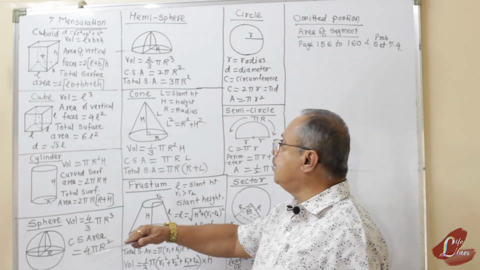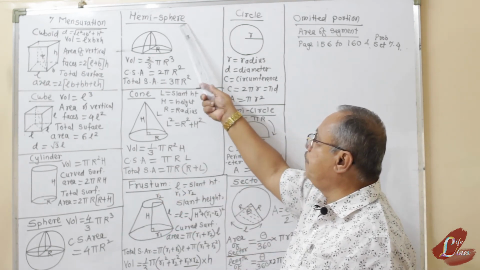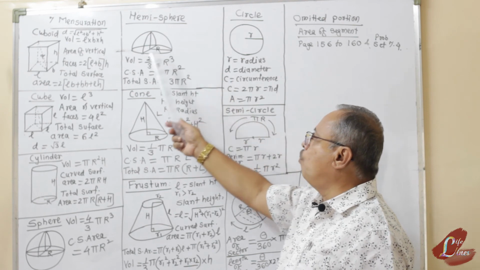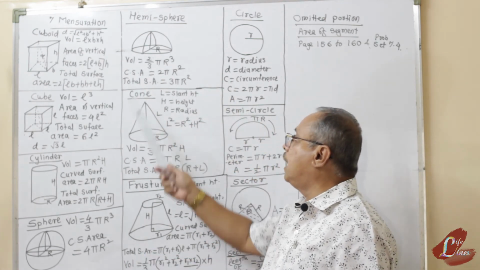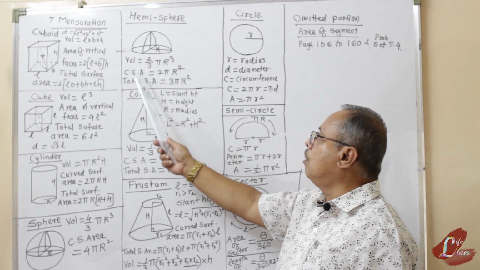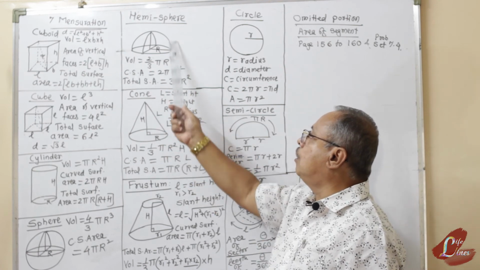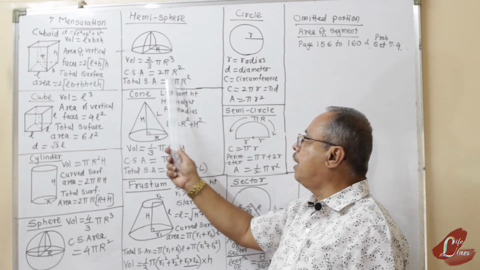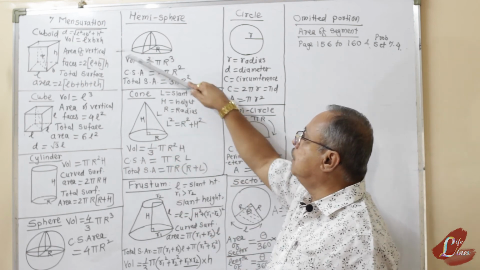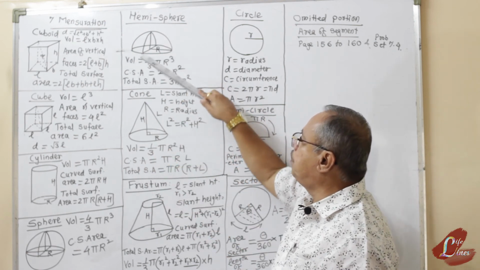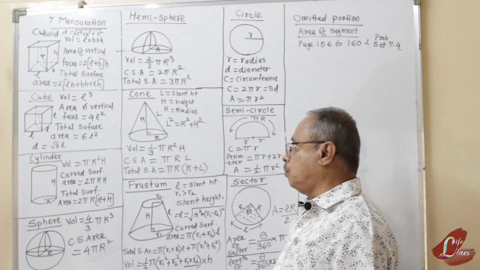If this sphere is cut, then it becomes a hemisphere, and the volume of that is half of this, that is 2/3 pi r cube. Curved surface area, that is the curved portion, is 2 pi r square. Total surface area is this curved portion plus the cut portion, which becomes 3 pi r square.